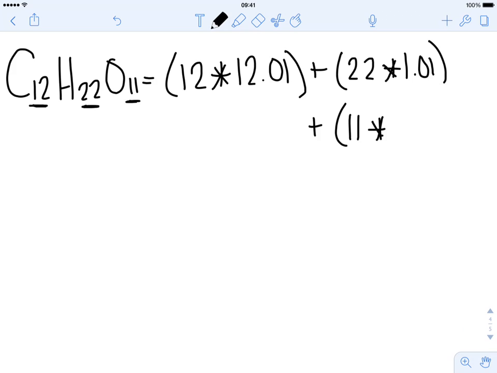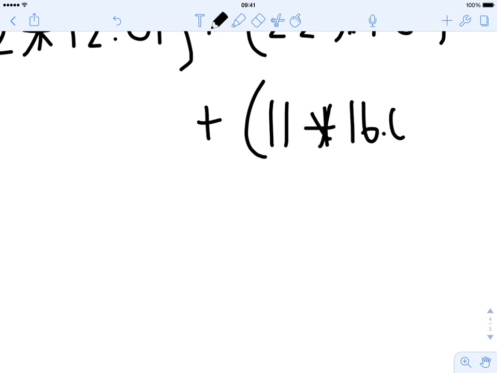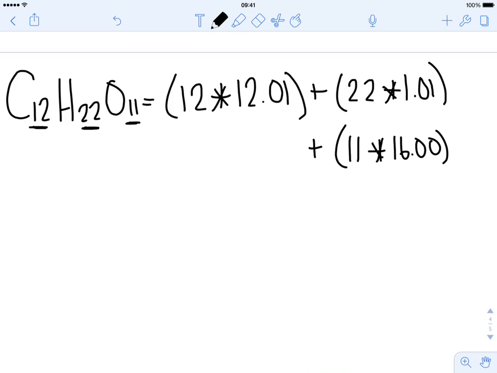So how many oxygen atoms do we have? We have 11. And we're going to multiply that by the atomic mass of oxygen. So going back to our periodic table, we'll look at oxygen, and that number rounded to 2 decimal places is 16.00. So I'm going to write 16.00. Now, if you put all of this into your calculator, you should get an atomic mass of 342.34. And don't forget about the unit, AMU.